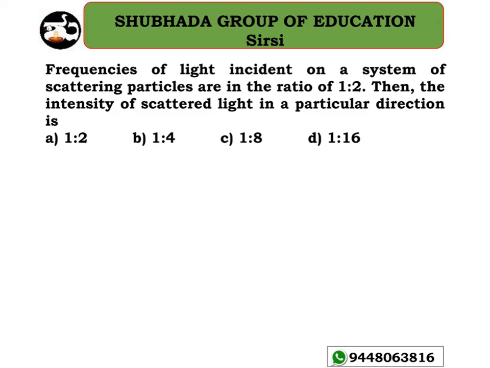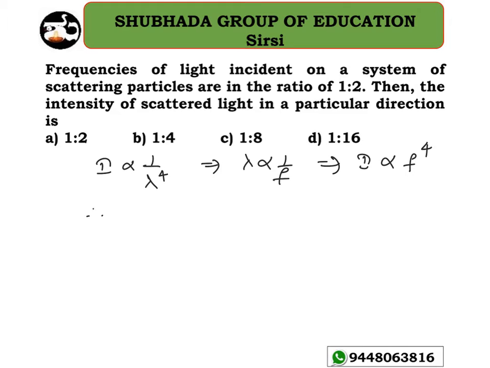So it is a problem on geometrical optics. Frequencies of light incident on a system of scattering particles are in the ratio 1 is to 2. Then the intensity of the scattered light in a particular direction is... Okay, so here, as you know, according to Rayleigh scattering, the intensity of the scattered light is inversely proportional to the fourth power of the wavelength. As you know, wavelength is inversely proportional to frequency, so it implies that intensity is directly proportional to the fourth power of frequency here.